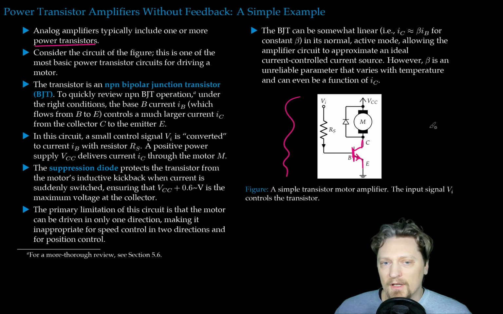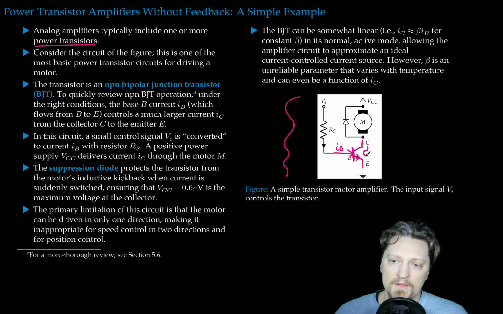Under the right conditions, the base B current, which flows from B to E, controls a much larger current, IC, from the collector, C, to the emitter, E. So this current right here is IC.